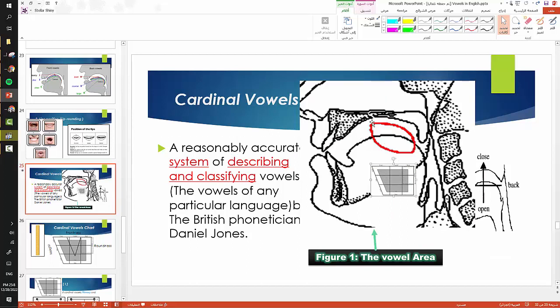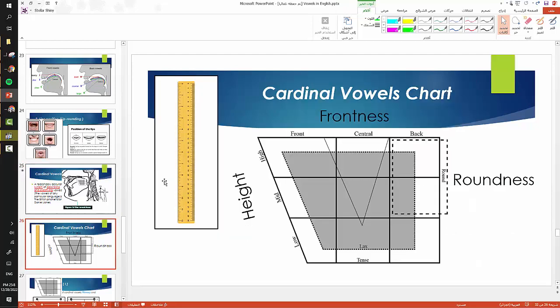It's like the tongue, the place where the vowels are articulated. Like you see here, this is the back, this is the front, this is the high, and this is the low. It's like a ruler. Like you use a ruler to measure things, they use the cardinal vowels chart to classify and describe vowels. As I said, here is the height: high, low, or close and open.